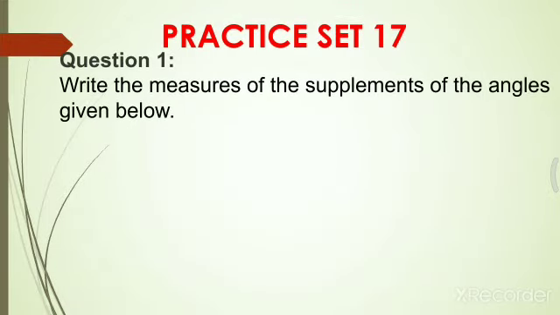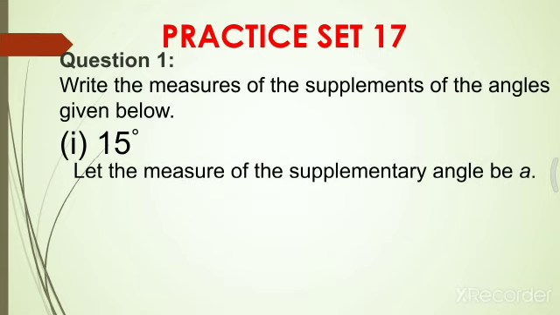Now let's see your practice set 17. Question number 1. Write the measure of the supplements of the angles given below. Here we have to find the measure of the supplement of an angle. So see how you are going to find it. Here the measure of one supplementary angle is given, that is 15 degrees. You have to find the measure of the other supplementary angle.